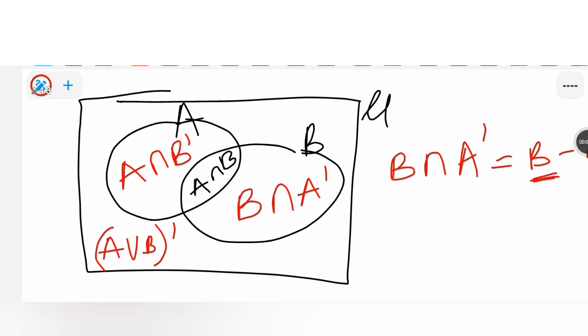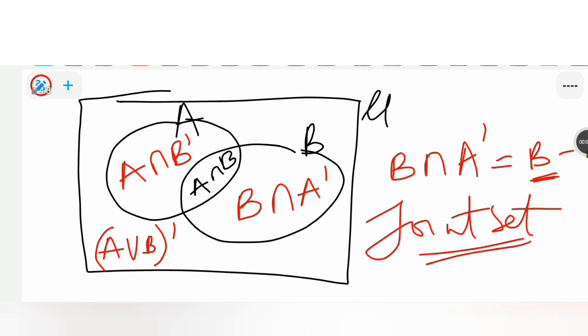Anytime something is not involved, just prime it, or complement it. That part will not be involved. So this is A union B. This one is for two sets that have something in common. You can see that they are meeting, so they are joint sets. You call them joint sets because something is common among them, so they must meet.